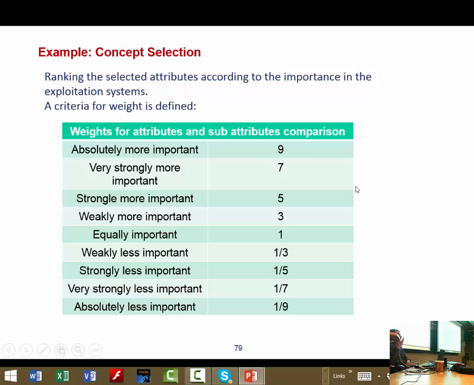And then you need a ranking system to rank these attributes. One of the standard ranking systems has different grades, and when you compare two attributes with each other, attribute A against attribute B, or better to say concept A against concept B, if attribute A is absolutely more important than attribute B, then attribute A receives a weight of 9, and attribute B will receive a weight of 1/9.